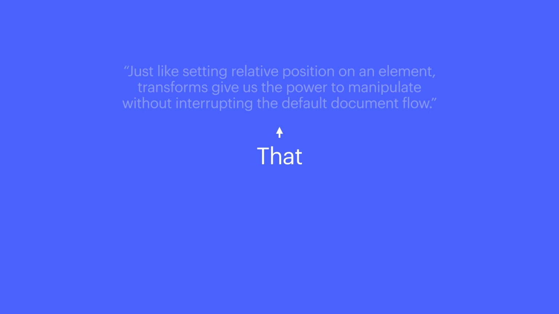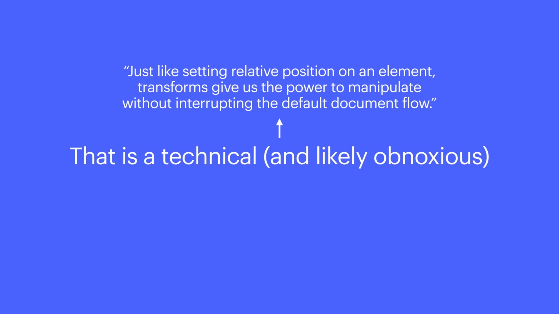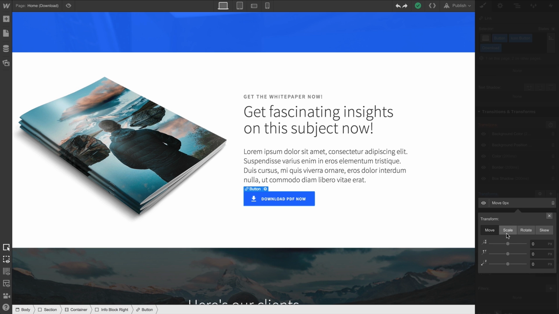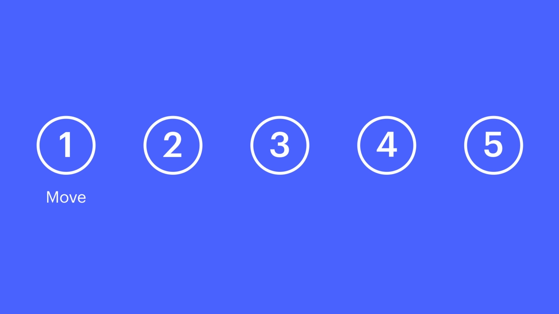Just like setting relative position on an element, transforms give us the power to manipulate without interrupting the default document flow. That, what we just said, is a technical and likely obnoxious way of saying transforms only affect an element and its children without pushing other stuff around. We can move an element, affect its scale or size, rotate the element, skew its proportions, and control specific settings regarding how each of these transform values affects styling.